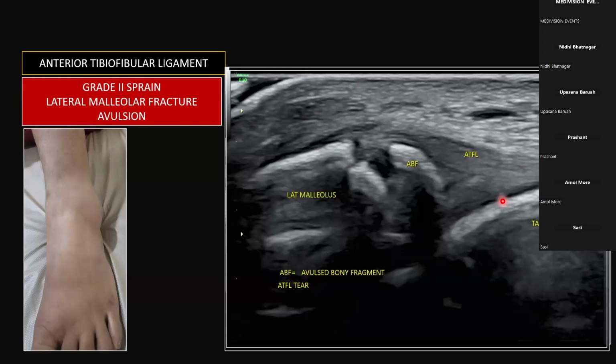There is a tear of the ATFL and with the lateral malleolus.